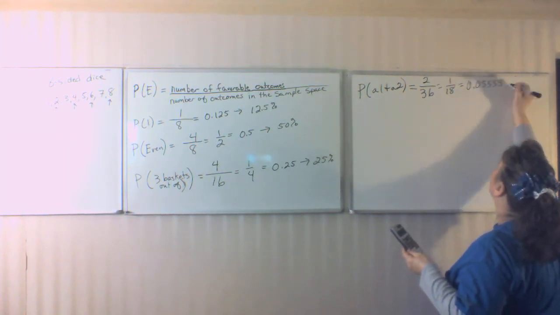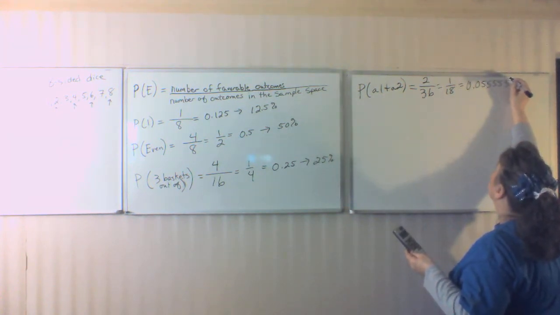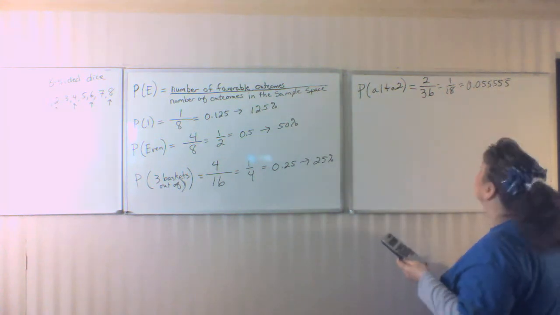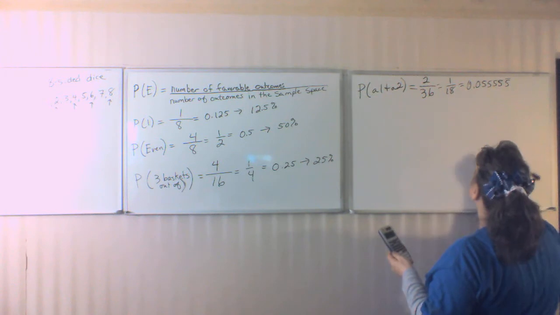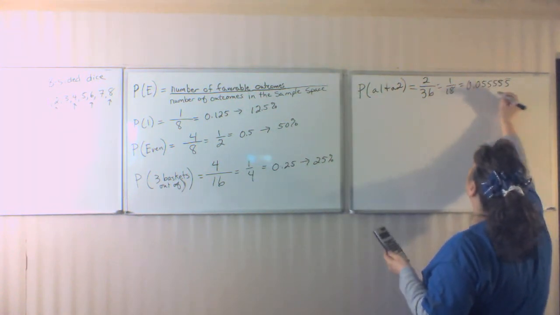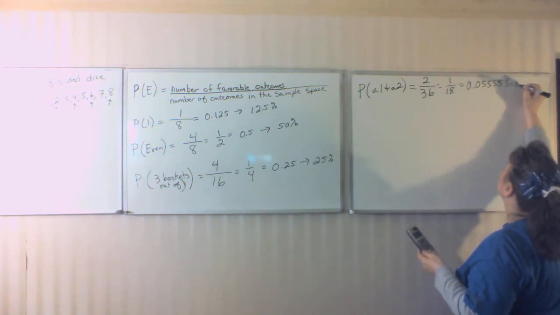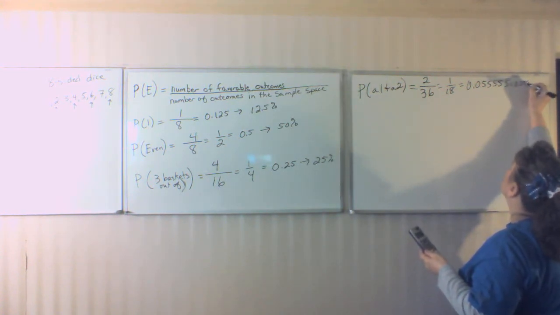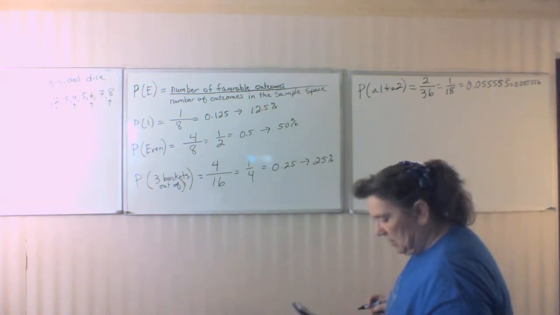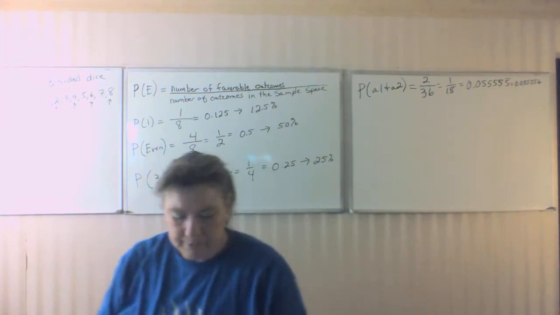I don't usually require you to go out this far, but the book would in this particular assignment. So since that's repeating and 5 is 5 or greater, this is going to round up to 0.0556. So that's how that is going to work.